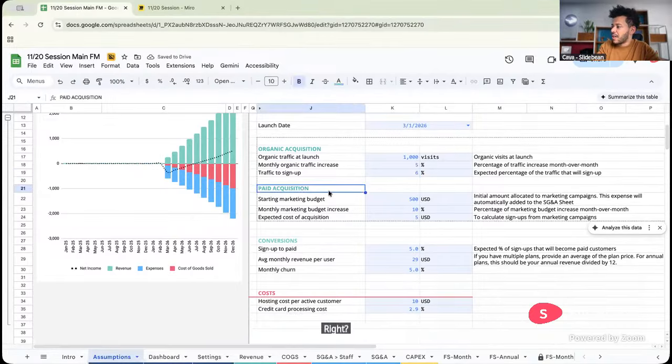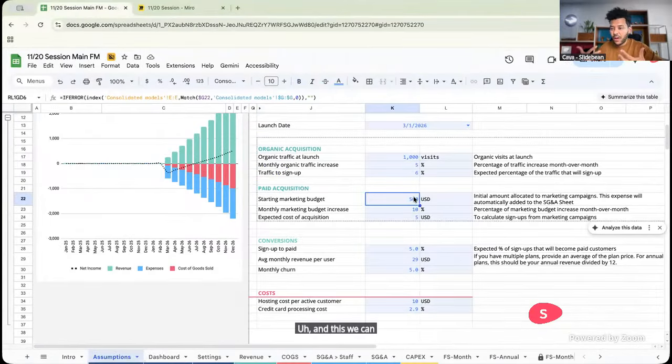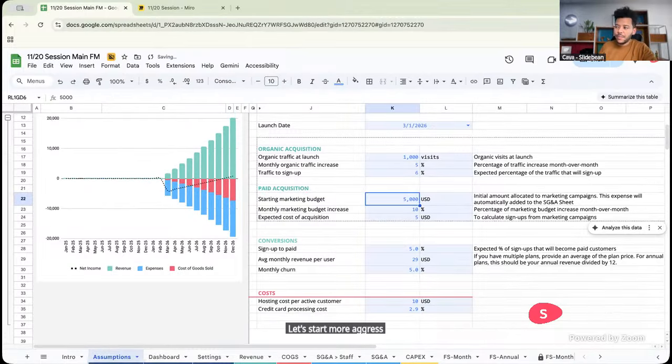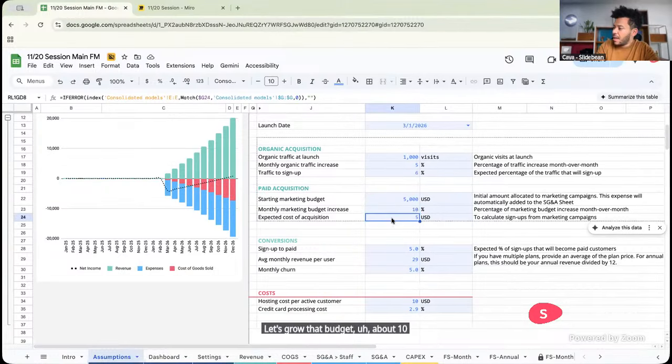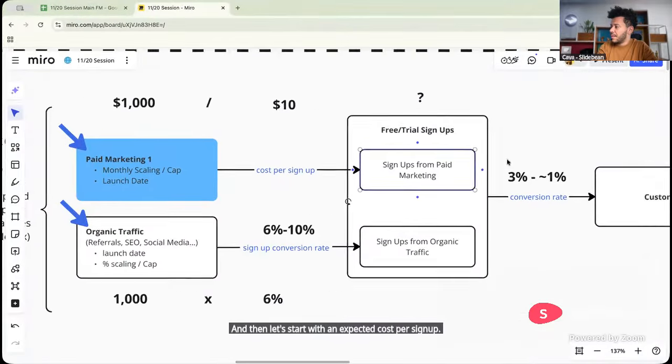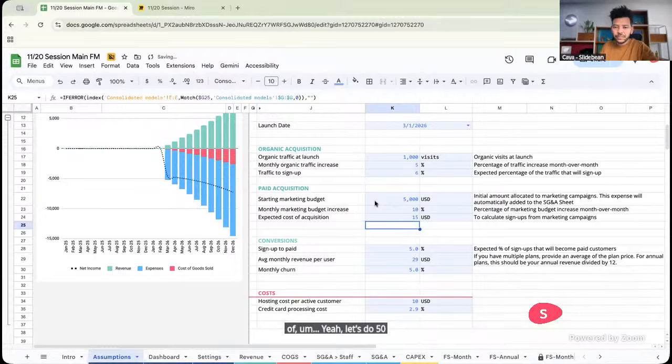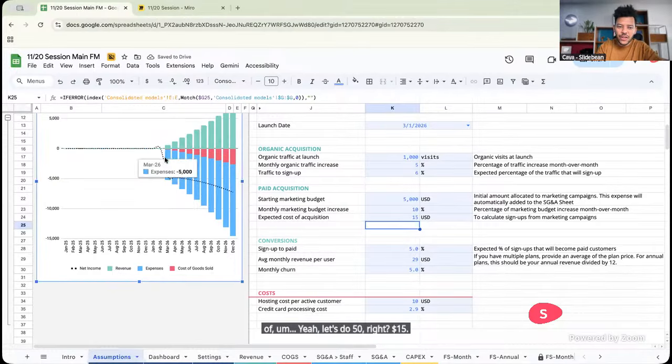We also have paid marketing acquisition, which is this box here. And this we can be more aggressive with. We can try different options and say, let's start more aggressive. Let's start on a 5K budget. Let's grow that budget by 10% every month. And then let's start with an expected cost per sign up of, let's do $15. Notice how everything in the model is changing as I adjust these values, and that's the idea.